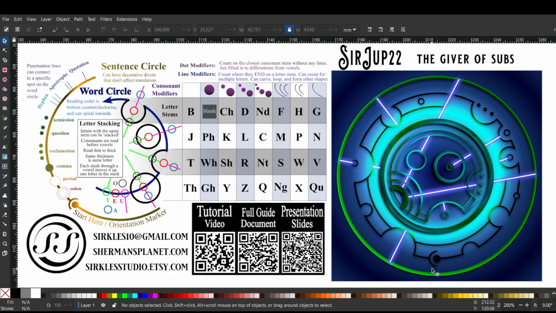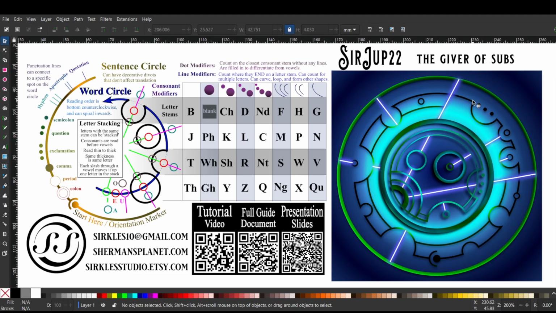So this script you read starting at the bottom and then going counterclockwise, like a time traveler going back in time. And this little marker here matches this one here, which is the start and orientation marker. So this tells you where the bottom is and which direction counterclockwise is. So we know that the Sir Jupe bit is going to start at the bottom with this letter, and then the giver of subs bit is going to start here.